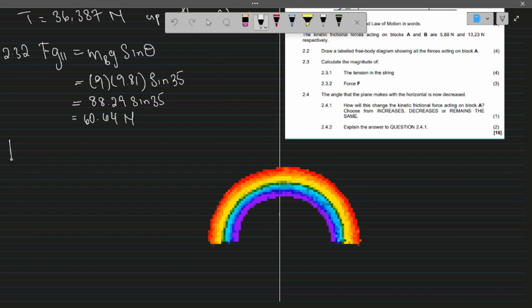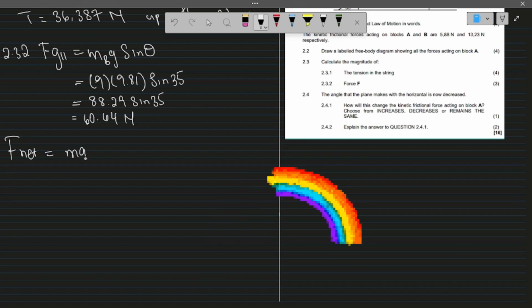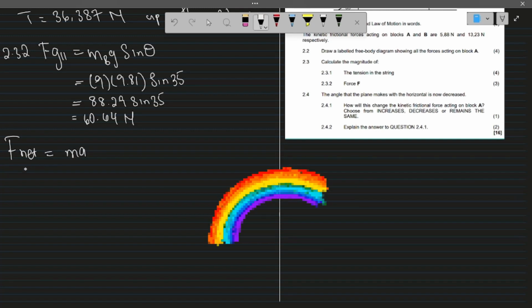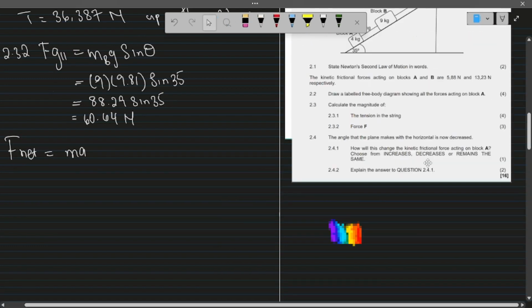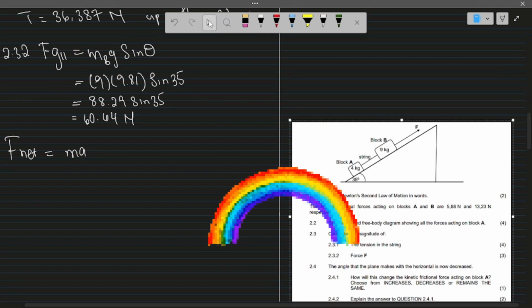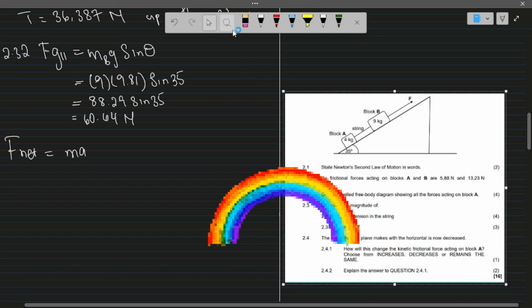So it says F net is equal to what? It's equal to MA, right? With that being said, now we need to look at the components that are being applied on object B, guys.